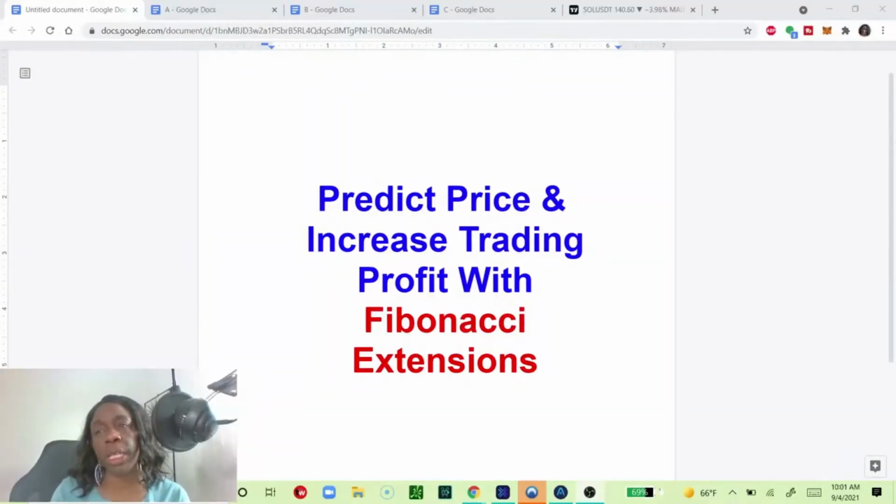Okay, so today's topic is predicting price, and that's the key word, predicting price action. And in being able to predict price, you will be able to increase your trading profits. And the tool we're using today is the Fibonacci extensions.